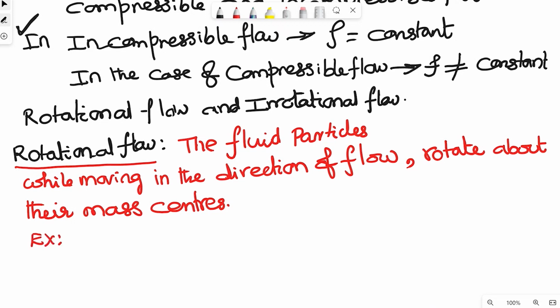How to explain this? I will explain with an example. The liquid in a rotating tank. Now we have taken a liquid in a tank, and now the tank is being rotated. Then automatically the water inside also rotates about their mass centers.